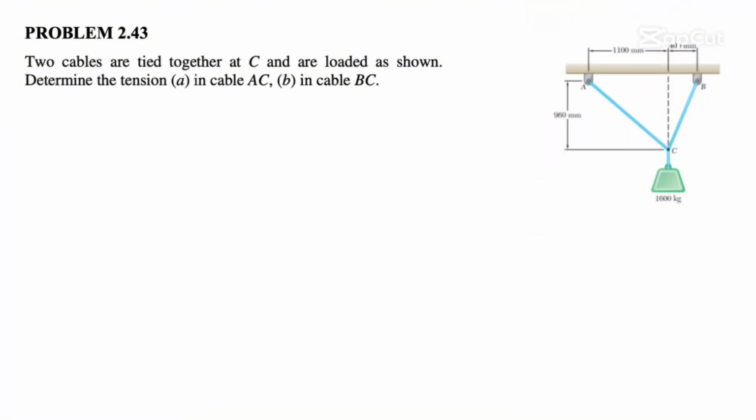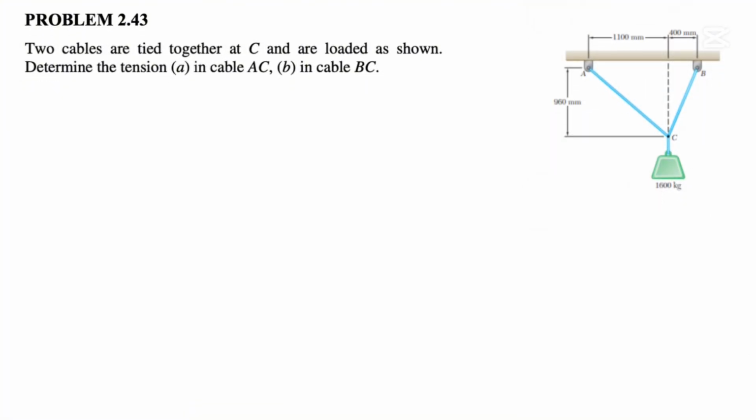We're going to be solving question 43 from the second chapter of the Beer & Johnston textbook. In this one we have two cables that are tied together at point C, and we need to determine the tension in each of these cables, AC and BC. We can solve this question in two ways. We can either use trigonometry or go with X and Y components of each of these forces to find the answer. But let's just go with the trigonometry.